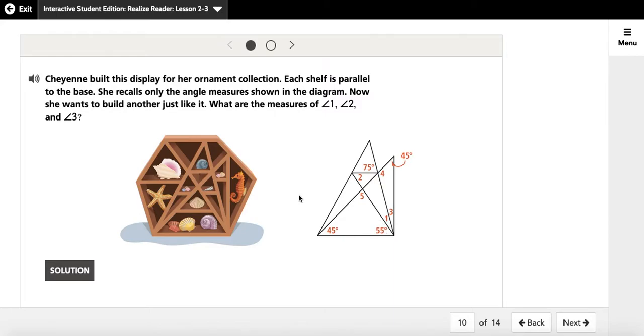I wouldn't say this is a normal problem. I mean, they're obviously making it up for us to deal with. I don't think she's going to remember all those angles. Just saying.